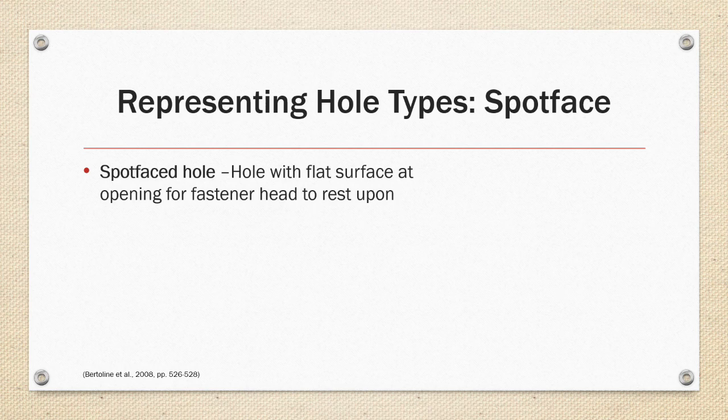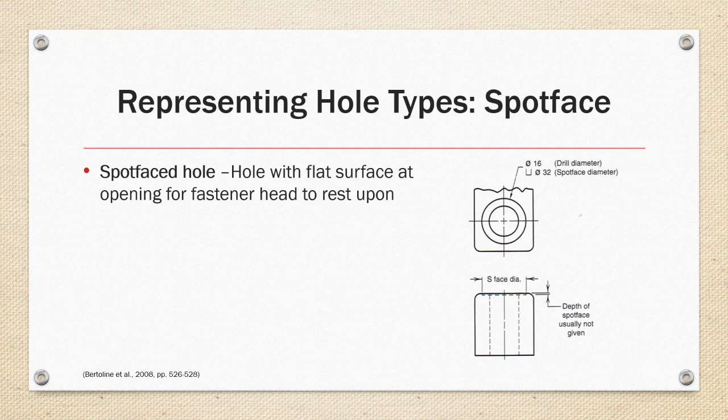The next hole type is also an end condition called a spot face, which is similar to the counterbore hole type. The spot face has a round flat bottom pocket to provide a clean flat landing for the fastener head to rest, but the depth is not critical and is typically shallow.